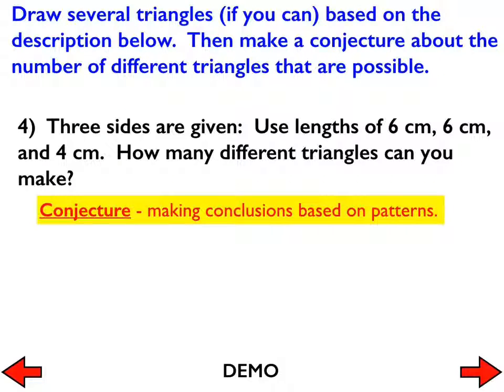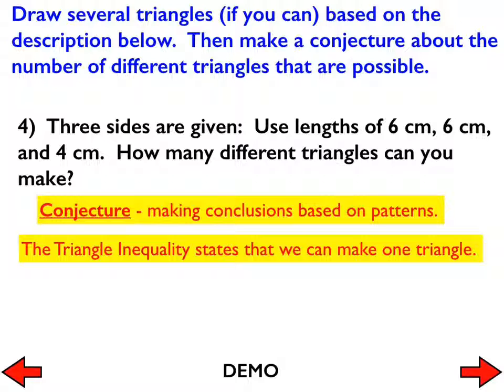And then when we compare with our partners, I want you to make a conjecture about the number of triangles you can draw. Is it 1 triangle or many triangles? And a conjecture is making a conclusion based on a pattern. So before we even start drawing, let's use our knowledge from last week. Will this even make a triangle? Are we wasting our time here?